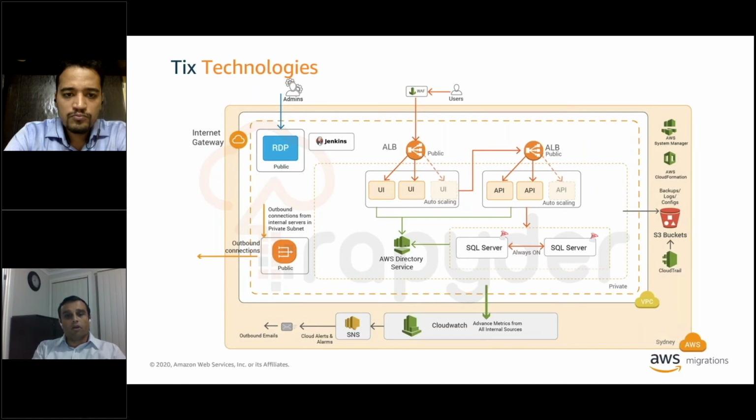So I will hand it over to Athra on this particular slide. Athra can explain a little bit more on this.